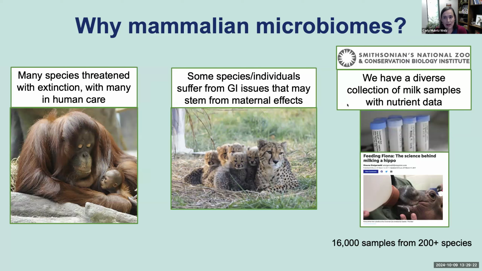So why mammalian microbiomes? As you all know, many species are threatened with extinction. Here at the zoo and zoos across the United States and Canada, there are many that are in human care that we are sustaining to have genetic diversity and to focus on reintroductions in some cases. And the more I've worked here, the more I've learned that there are just these persistent problems in some species and some individuals that suffer from GI issues.